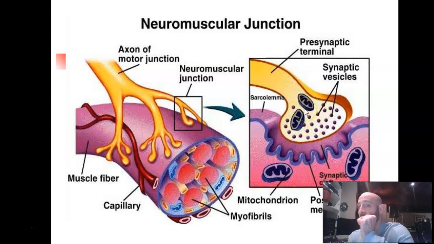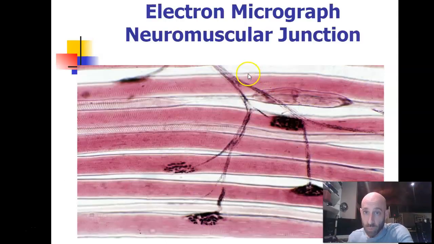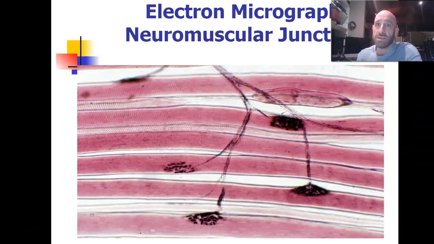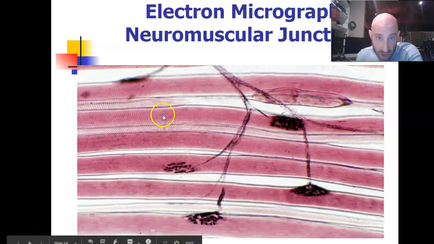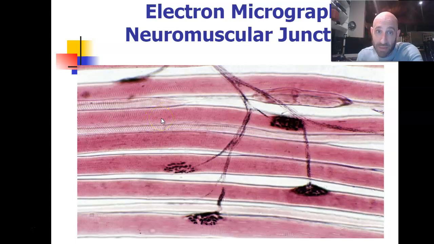So this is just another image of what we just looked at. I like this a lot. This is pretty cool. So what you see here is an actual electron micrograph. So using an electron microscope, this is an actual skeletal muscle. So you can see these are the individual muscle fibers, right? And you can also see the striations, right? Light, dark, light, dark, light, dark. So the light part is the I band and the dark part is the A band of a sarcomere.